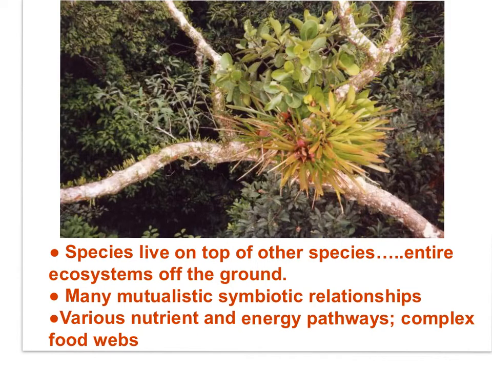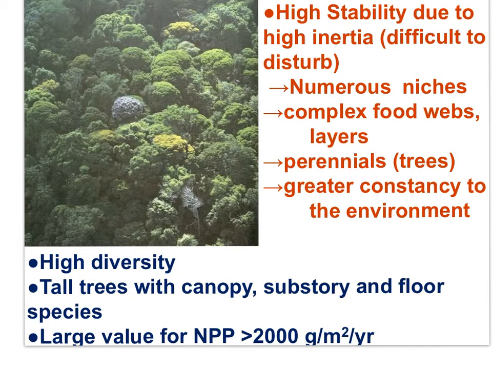Well, tropical forests have species that live on top of other species. As you can see in this diagram, there are entire ecosystems that exist off the ground. There are many mutualistic symbiotic relationships and various nutrient and energy pathways, very complex food webs. Tropical forests have high stability due to their high inertia. In other words, they're difficult to disturb because of their numerous niches, their complex food webs, the fact that their trees are perennials, very long-lived, and there's a greater constancy to the environment.